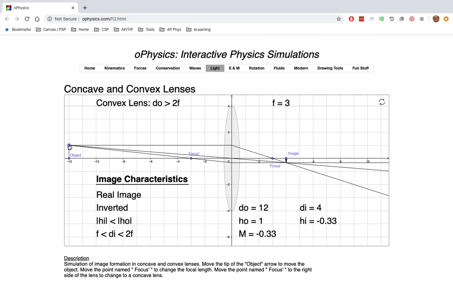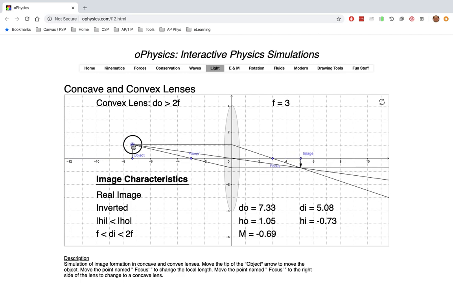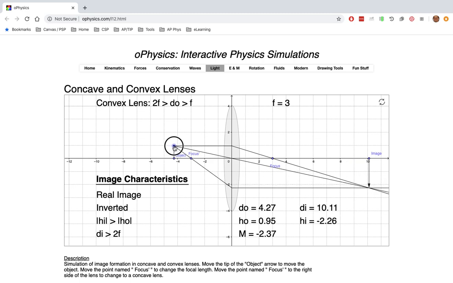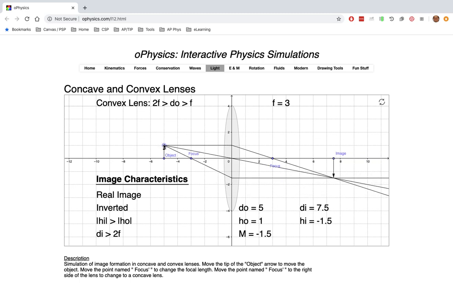So as you move this object to 11 and 10 and 9 and 8, you can see the image is moving too. And our goal is to gather information about the image and to see if we can find a mathematical way to express the relationship between the distance to the object, which is the distance from here to here, and the distance to the image, which is how far the image is from the lens.